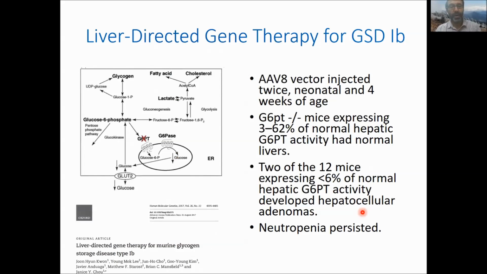And finally, on GSD1, work in GSD1B. So this is different in that the defect is glucose 6-phosphate transporter. There's also neutropenia. And to treat this, we should treat both the liver and blood cells. But they used an AAV8 vector to show good correction of hypoglycemia, good correction of liver, without correcting the blood involvement, the neutropenia. So further development needed here for GSD1B, but certainly there's work ongoing.